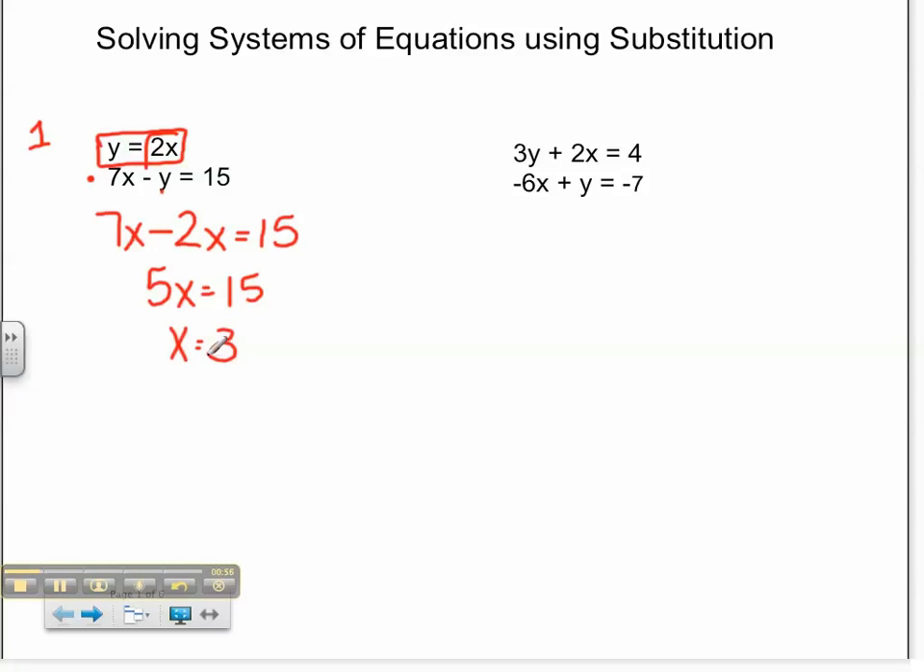I now need to find out what y is, so I will replace 3 for x in my original equation. y equals 2 times 3, and therefore y equals 6. The solution to this system is (3, 6).